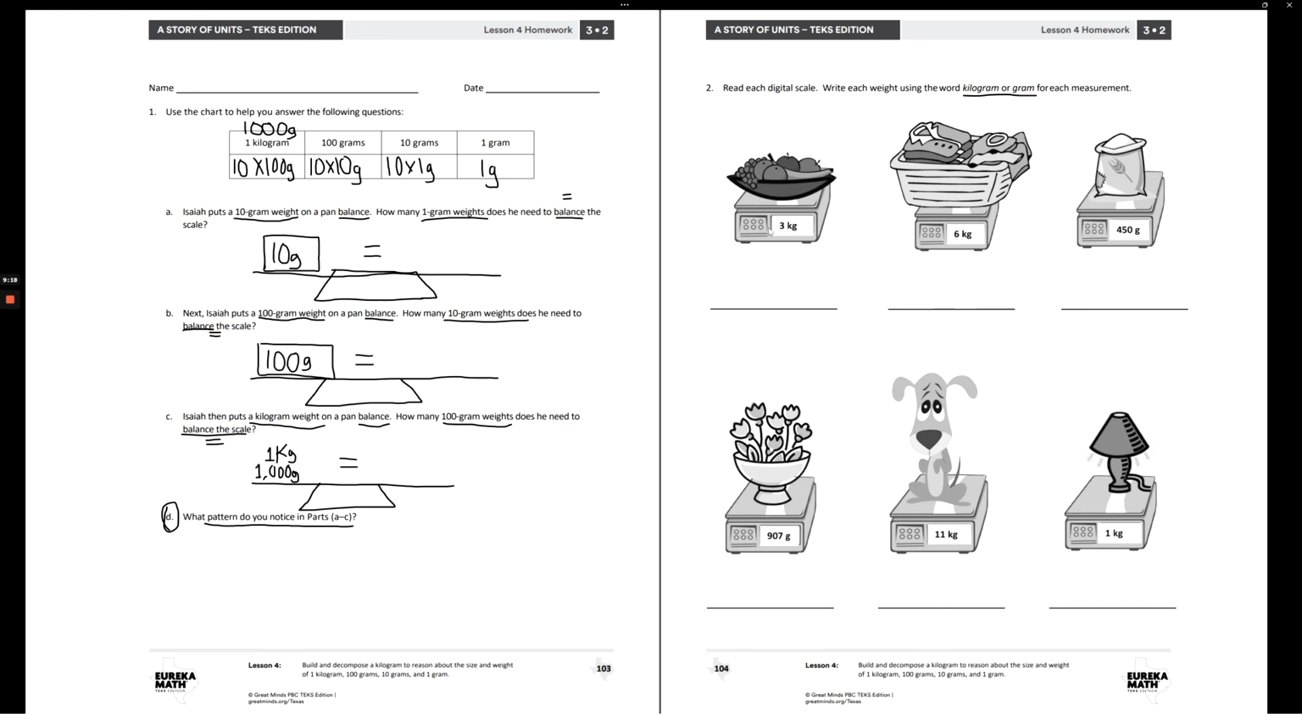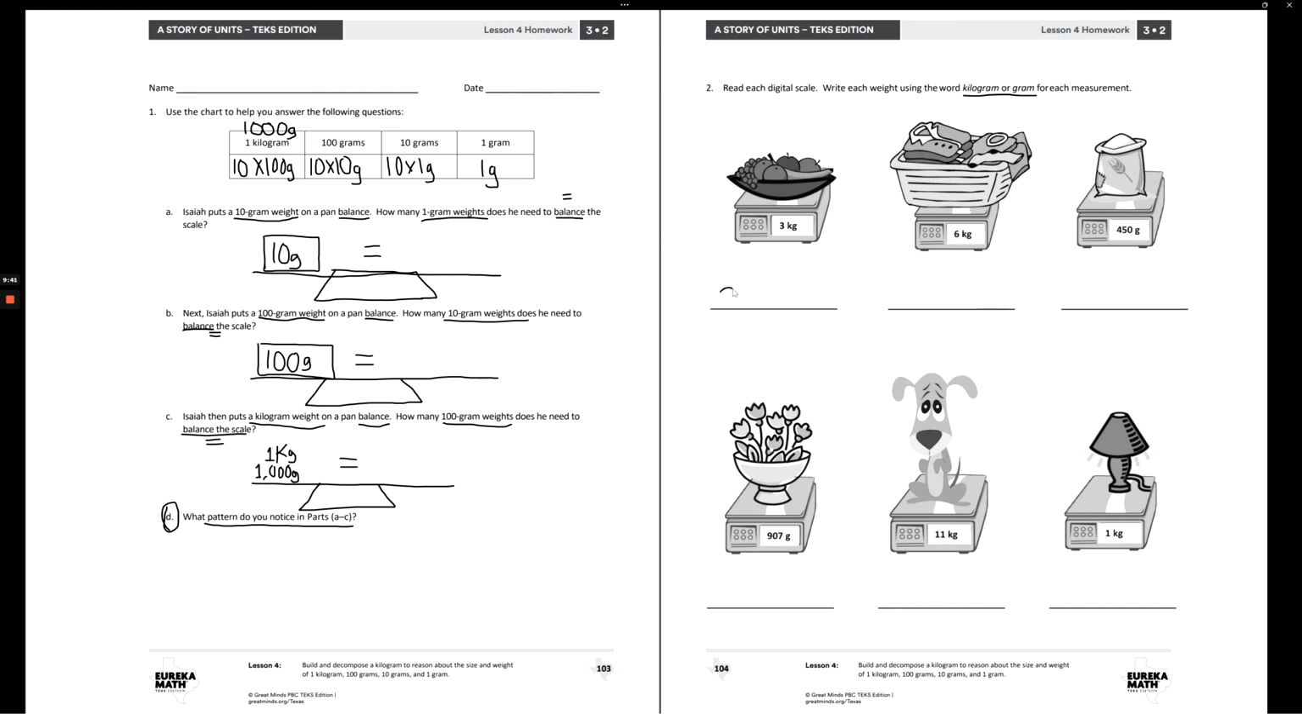So let's look at the digital scale. It says write each weight using the word. So we're not using the abbreviation, we're using the word kilogram or gram. So what we're wanting to see here is, can you read these abbreviations? Can you tell which one means kilogram and which one means gram?